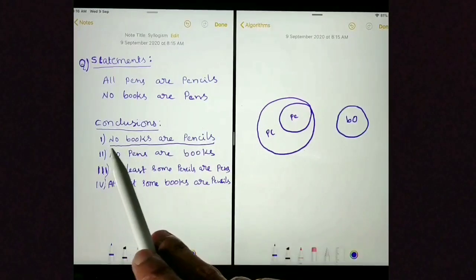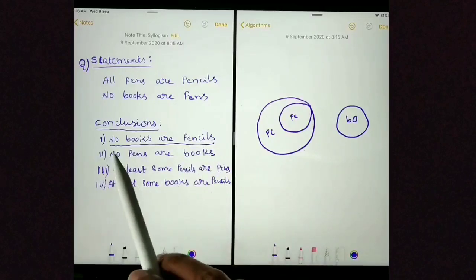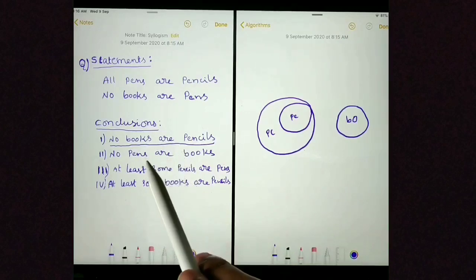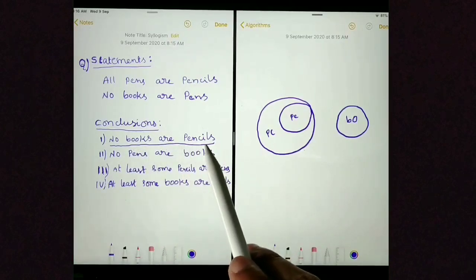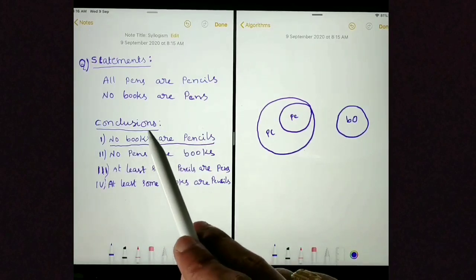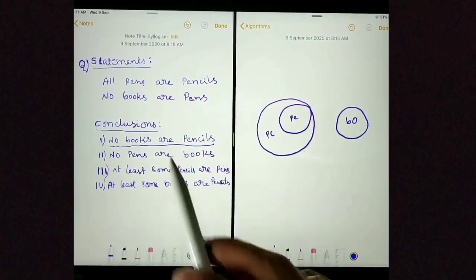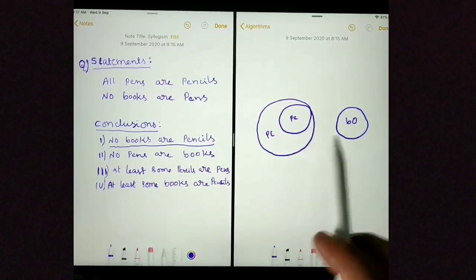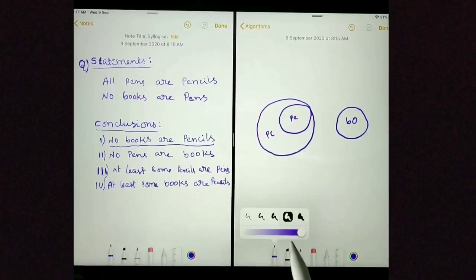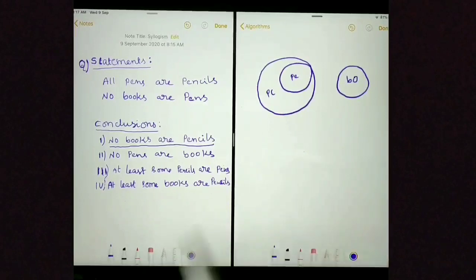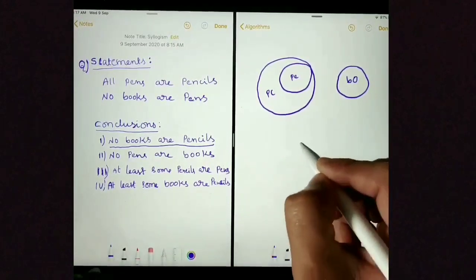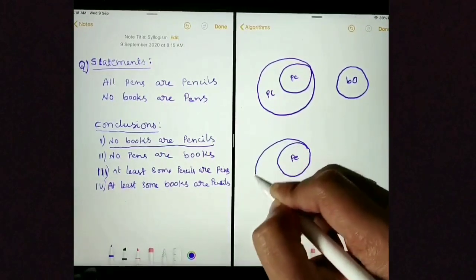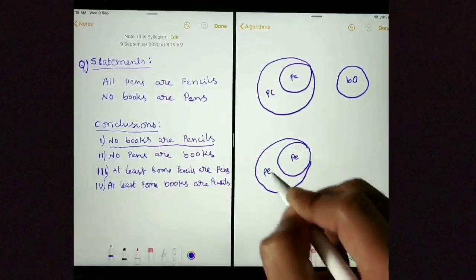Our goal is to disprove this conclusion. It says no books are pencils. To disprove this conclusion, if we can prove some books are pencils, then we can conclude that this is wrong. Now our goal is we need to prove some books are pencils. In the Venn diagram, when we say some books are pencils, how do we draw? We draw like this. I am just redrawing the Venn diagram, keeping the original Venn diagram as it is. This is pen. All pens are pencils and this is pencil.